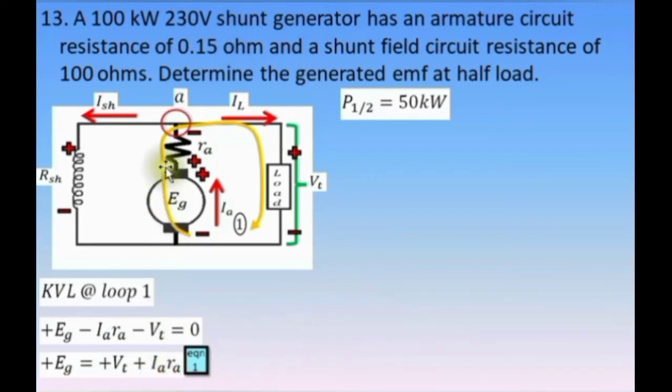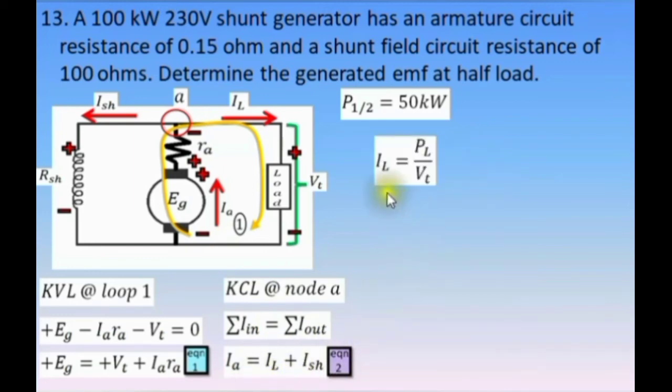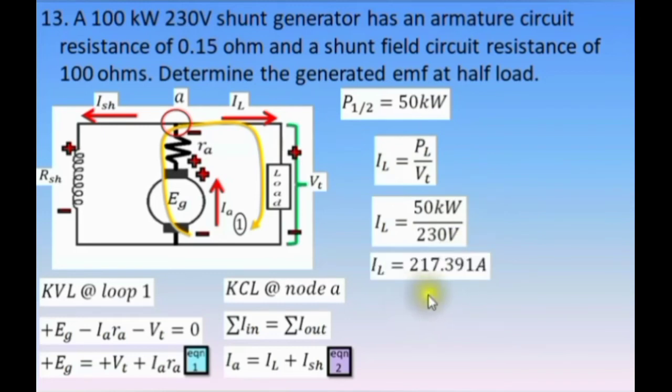To determine armature current, let's say we have this node, node A. Kirchhoff's current law at node A, summation of current in equals summation of current out. We have IA equals IL plus ISH. Say this is equation number 2. Now let's determine IL. IL equals the power delivered by the generator divided by the terminal voltage. We will not be using 100 kilowatts for this, but we will be using 50 kilowatts instead. So substitute that, 50 kilowatts, divided by the terminal voltage, which is 230 volts. The answer is 217.391 amperes.